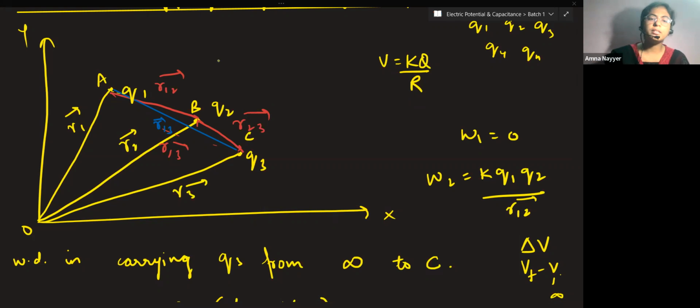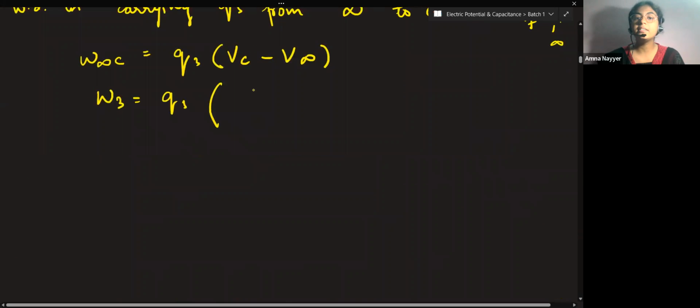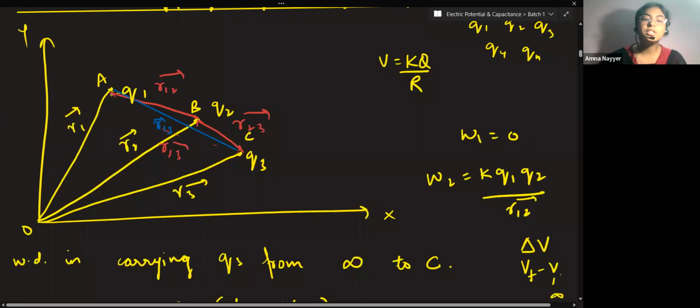Okay, Salman, it's okay. We were just discussing what is the potential due to Q1. So VC will not only be this. This is a part of VC. VC will be K Q1 divided by R13 plus K. Now Q2 will also be there. Not only the potential generated by Q1, on Q3 there will be potential generated by Q2 also, no?